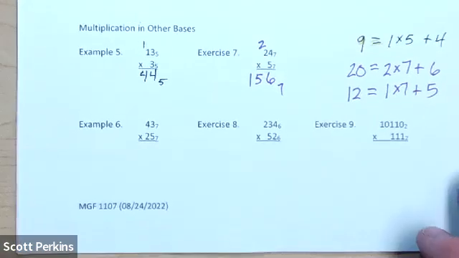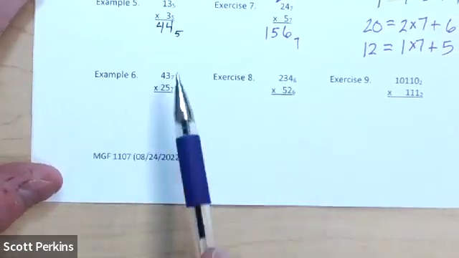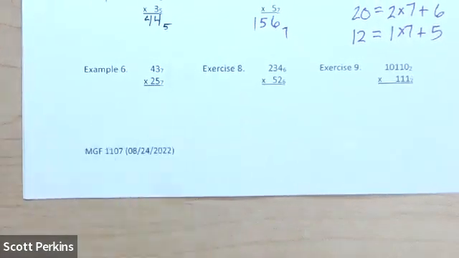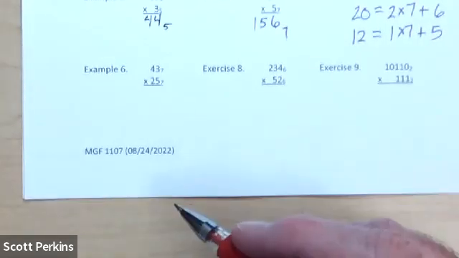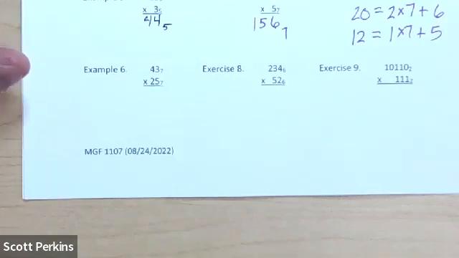Well, the only other thing about multiplication is just remembering what happens when the number that you're multiplying by is not one digit, like the first two that we did. So I'm going to do the next one, 4 3 base 7 times 2 5 base 7. So let's go ahead and do this. You just get to have even more fun.